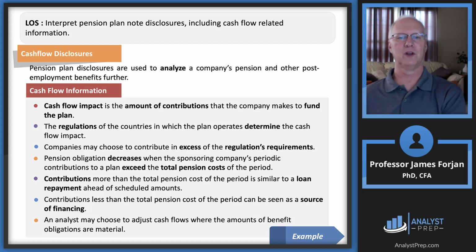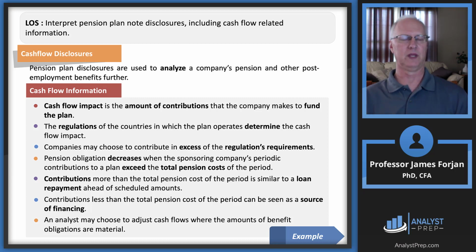All right, so cash flow impact is the amount of contributions that the company makes to fund the plan, right? So if we have a deficit, even if we have a surplus, but especially if we have a deficit, we're going to be looking for the company to send some cash our way as the good pension fund manager. So the impact is going to depend on what the laws and the regulations are in each particular country.